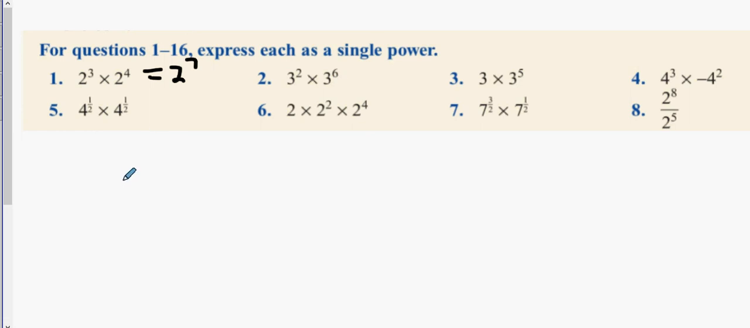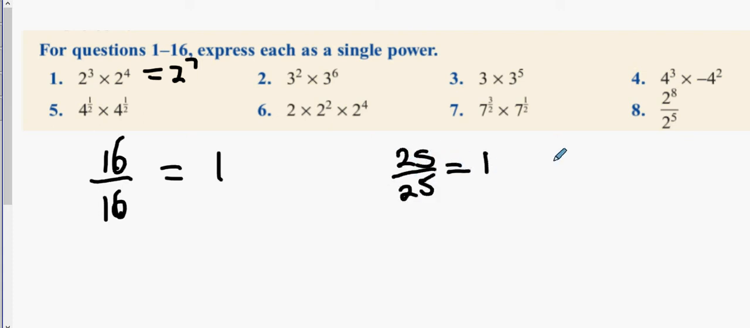So can anybody in the class tell me, what's 16 divided by 16? 1. What's 25 divided by 25? 1. What's 5 to the power 2 divided by 5 to the power 2? Okay, it is 1. You're not wrong. But I want the in-between step. What's the in-between step? We did it. Yes. Nearly.